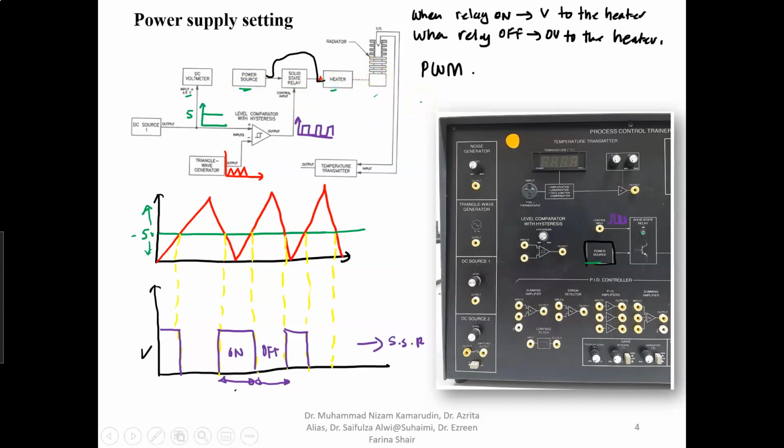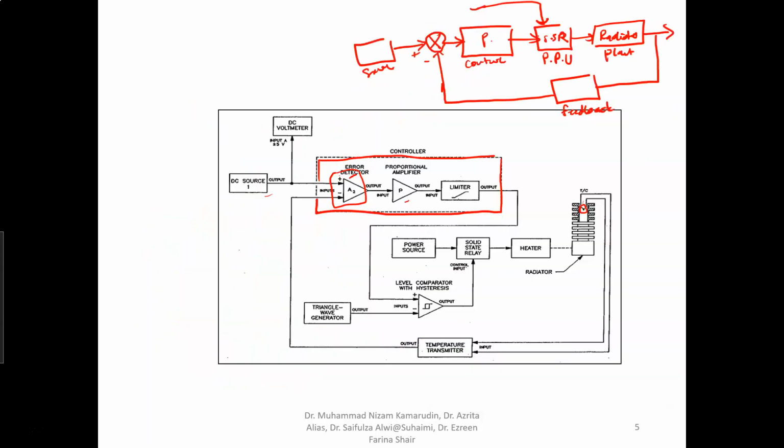This way the power delivered to the heater can be controlled, where we normally don't allow a continuous source to be supplied to the heater to avoid it from overheating and becoming less efficient. That's why we need this PWM for the heater. That's all for the first part of the video.